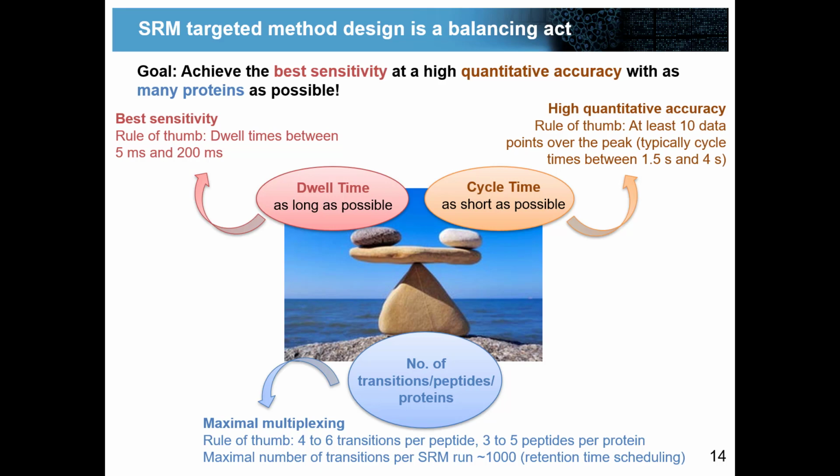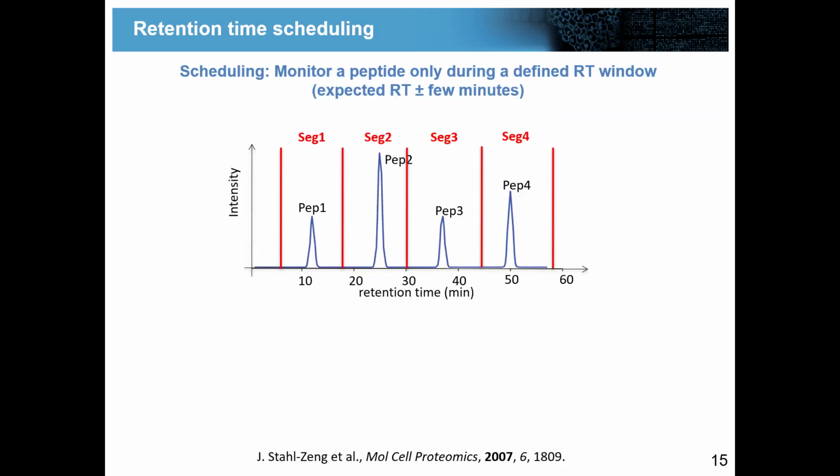And also 1,000 transitions can only be achieved, and Sue brought this up already, with something that is called retention time scheduling. So what does retention time scheduling mean? What you do here is you do not acquire the transitions in your transition list over the whole HPLC gradient that you apply, but you put your HPLC gradient into certain segments where you expect your peptides to elute. So if you already know peptide 1 is eluting at 12 minutes, you will just acquire the transitions of this peptide from 8 to 18 minutes, for example. And then peptide 2 elutes at 25 minutes, so you will put in the second segment just the transitions of this peptide 2.